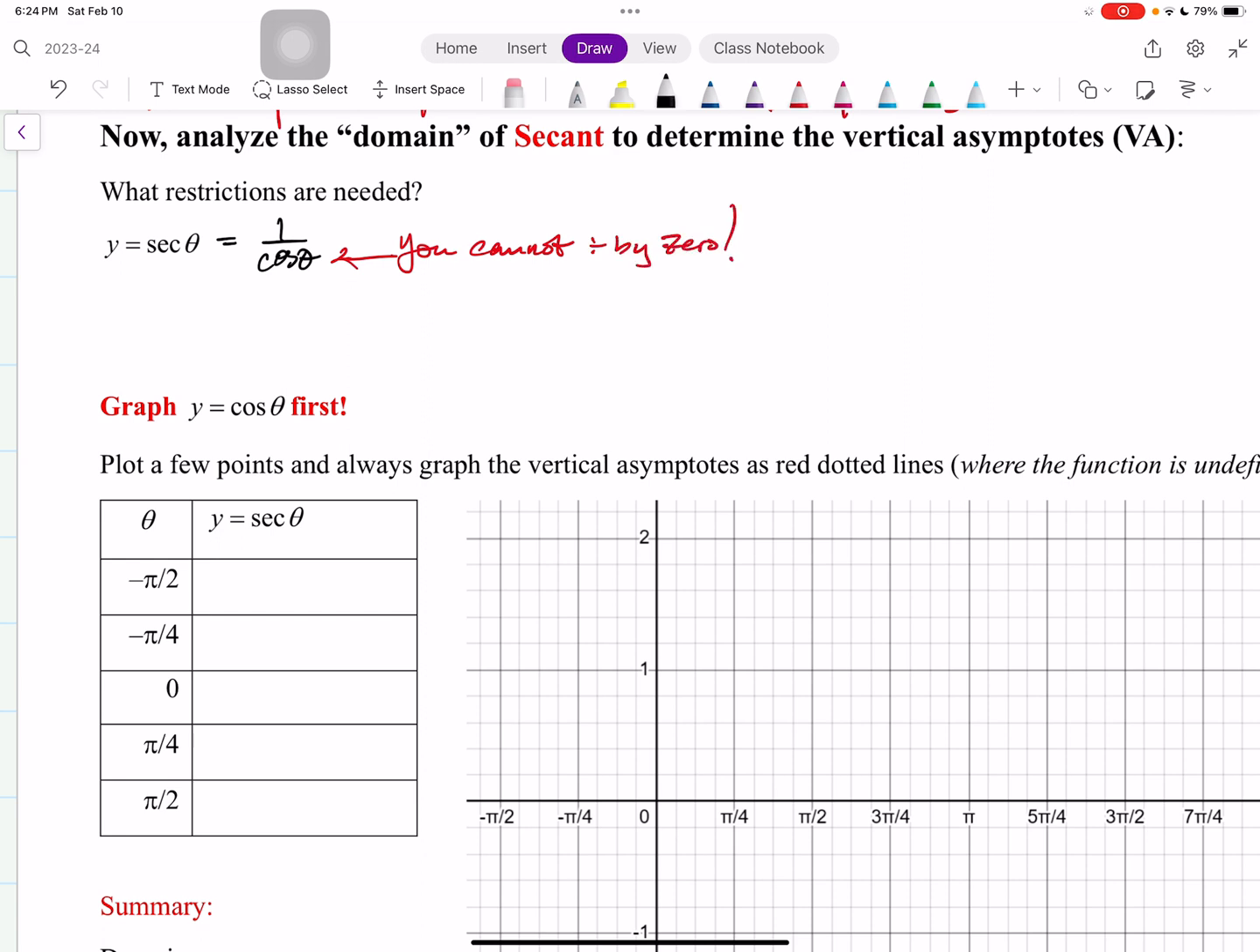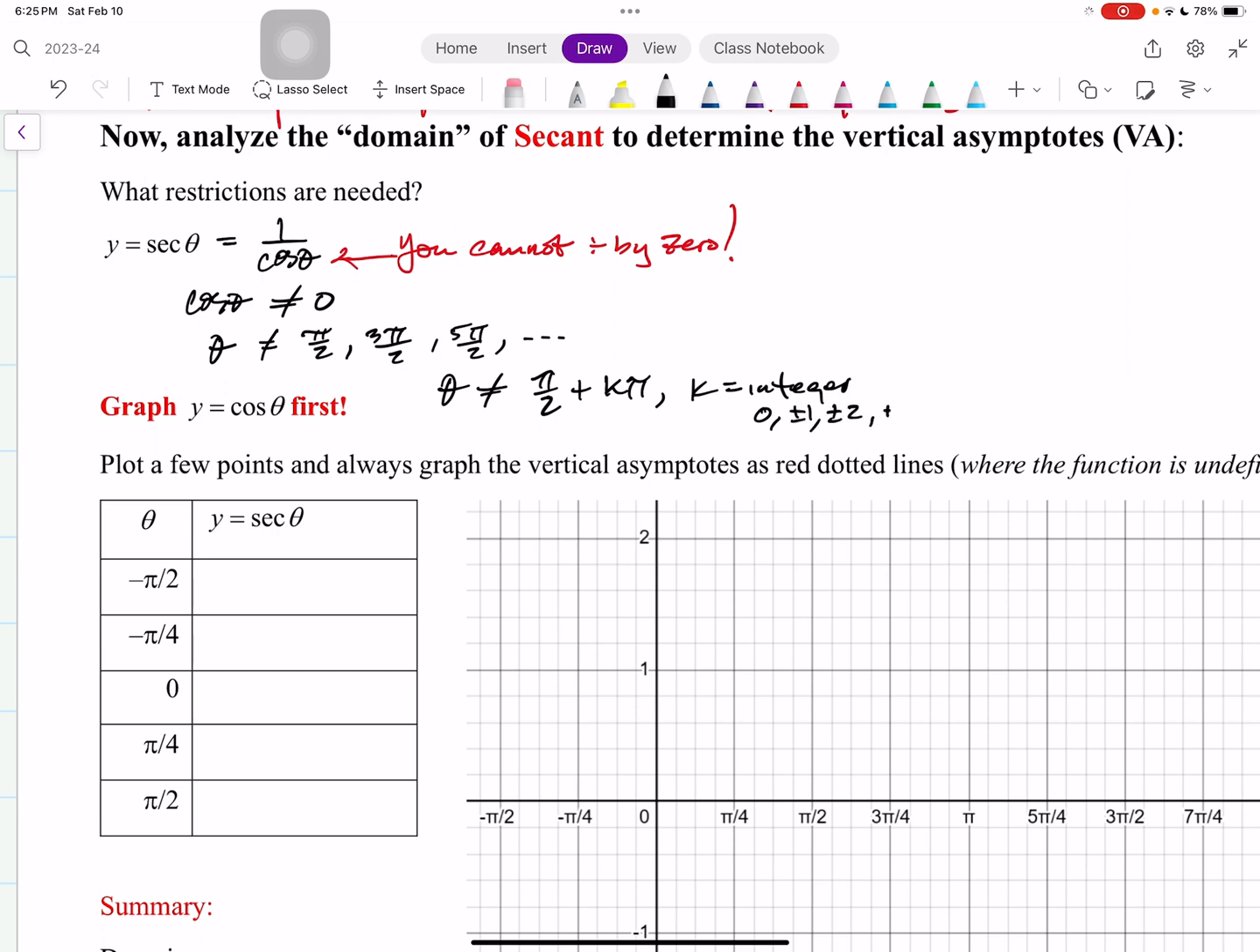Because of that, cosine of theta can't be equal to 0. And that implies that theta cannot be equal to pi halves, 3 pi halves. I'm talking about the top and the bottom of the unit circle here. And then 5 pi halves, etc. And the way we write that is theta cannot be equal to pi halves plus k pi, multiples of pi, where k is some integer. I'm talking about 0, plus or minus 1, plus or minus 2, plus or minus 3, etc.